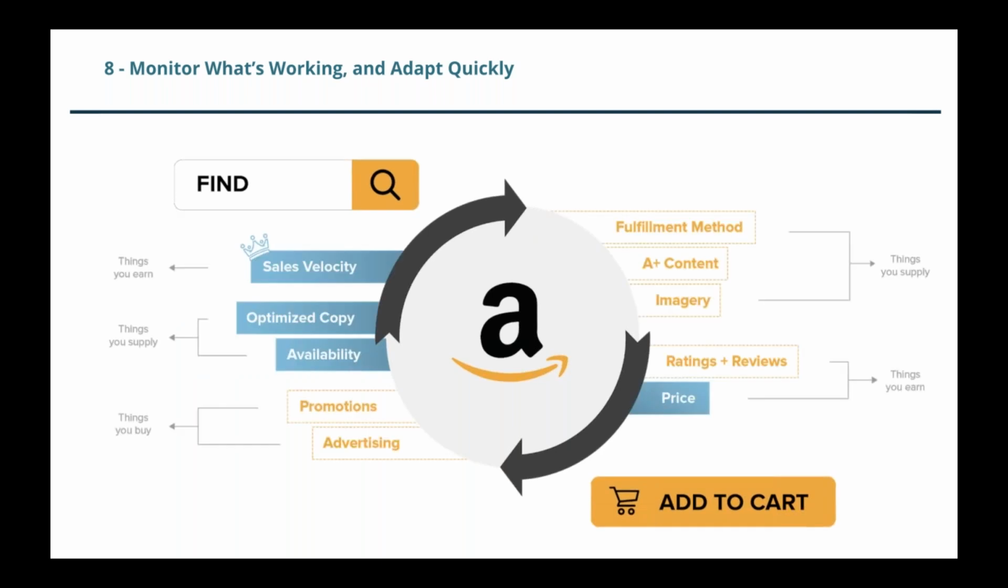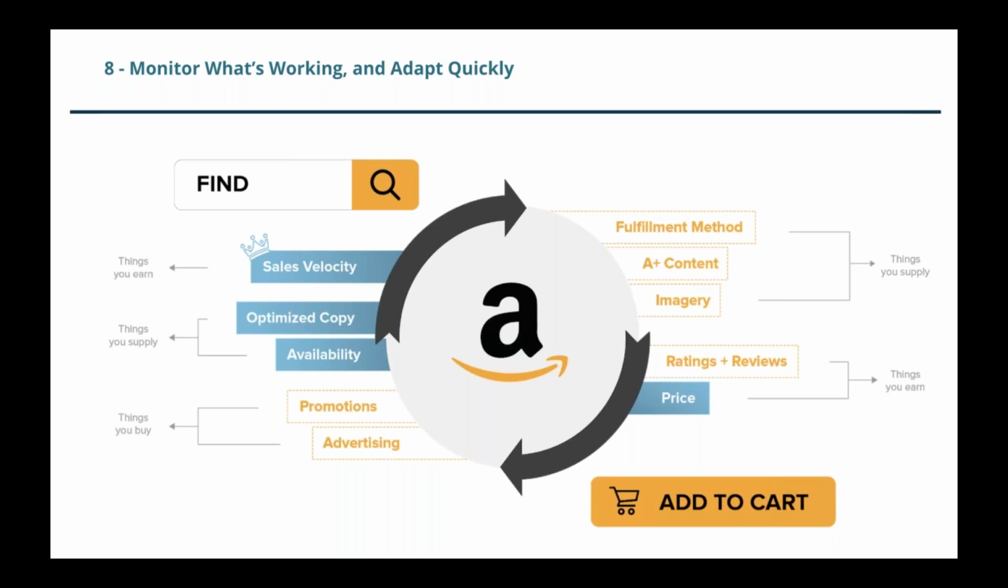And there are some very specific things that you can do to stay on top of this cycle. So there are things that you can supply, like fulfillment method. Are you Prime enabled FBA? Are you supplying A+ content? Are you taking advantage of all your images in the image gallery? There are things you earn. Now, partly you earn price by winning the buy box. Ratings and reviews are something you earn by giving customers an experience that satisfies or exceeds their expectations.